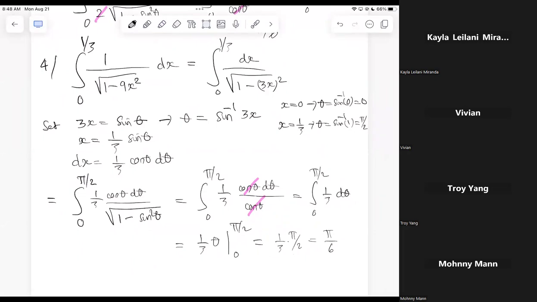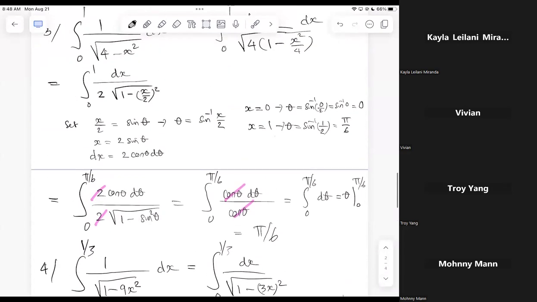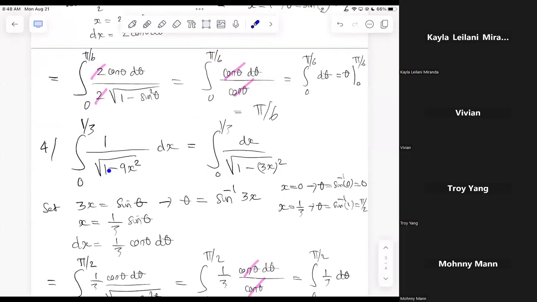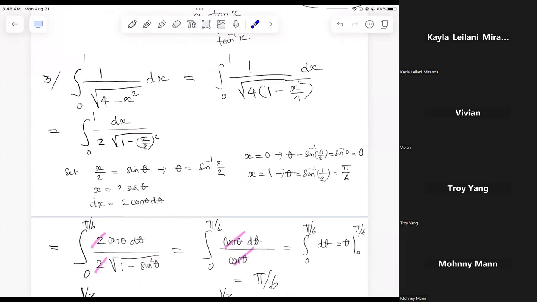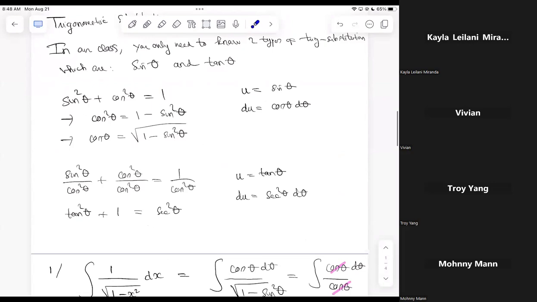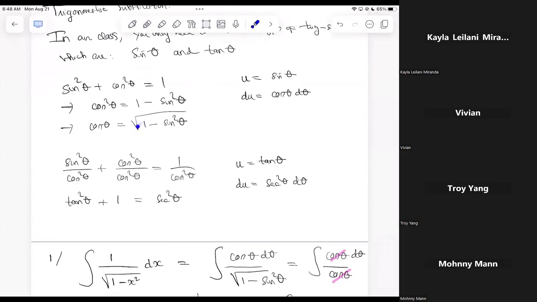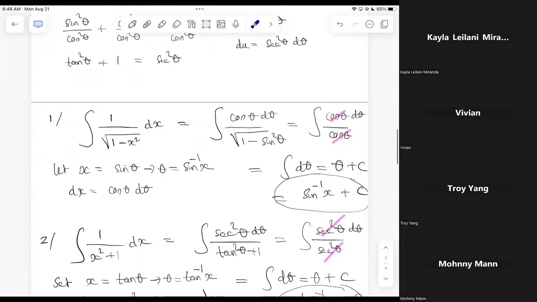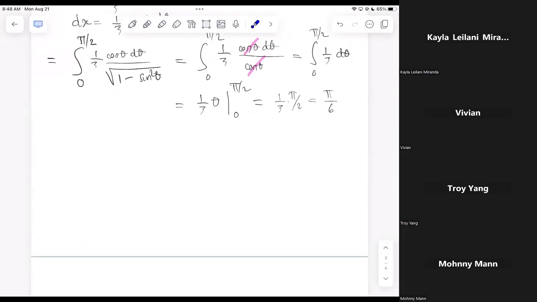Okay, that one is easier than problem 3. Problem 3 I think is harder. In problem 3 you have to factor out 4. In that one you already have 1 here, but in this one you have 4. So you need to factor out 4 to get 1, because when you use trig substitution, we have 1 here. Everything is 1, this one also 1, this one also 1. So you need to modify a little bit by factoring out the constant, the number, to let that become 1.